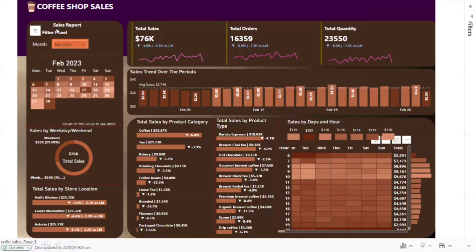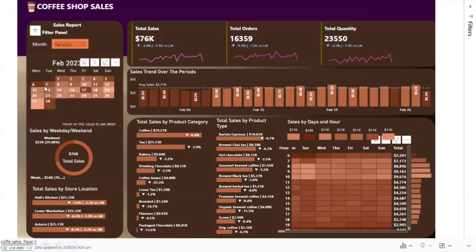Here we see the sales report heading, and we have a filter panel, a small logo. And here we have month. On the basis of month, we want to analyze month on month how it's going to perform, which month performs better. So this is a very important filter that we're going to use to analyze the data.